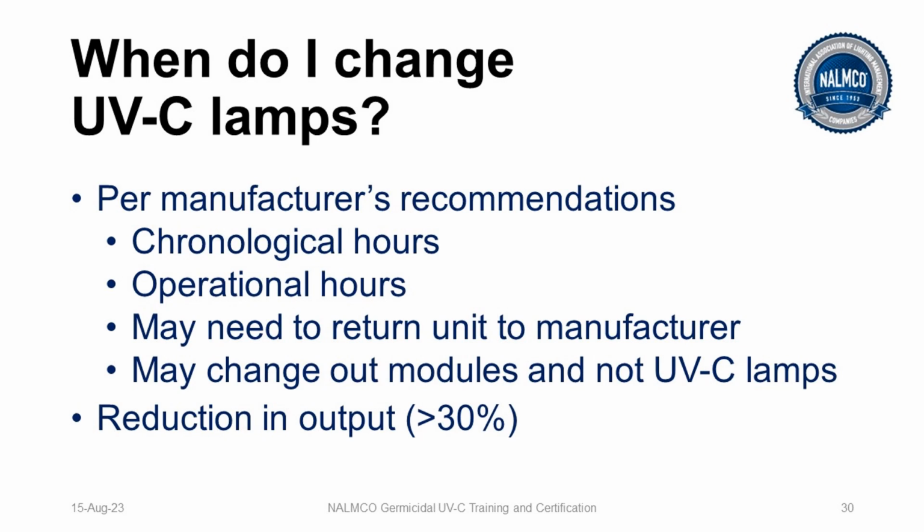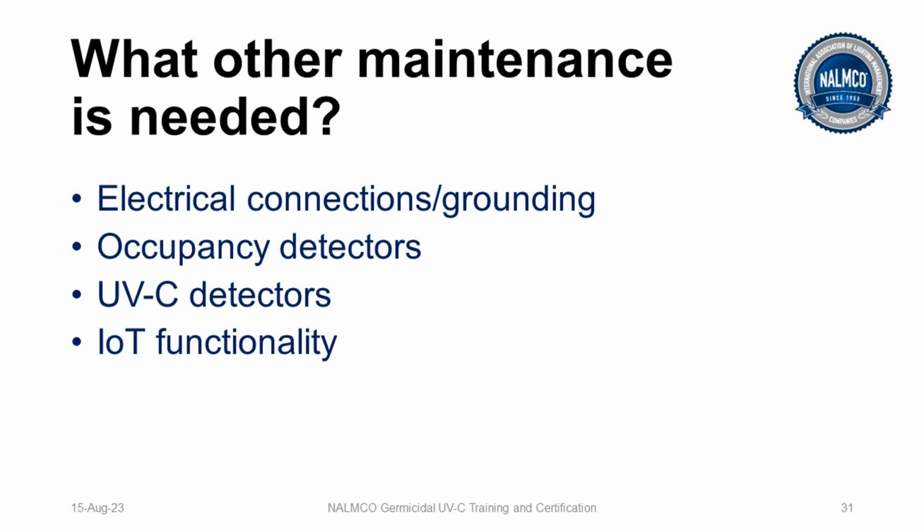In any case, if you measure a reduction of greater than 30% from the initial irradiance measurement, there's time to definitely do something. And that something, again, may be cleaning the surface of the lamp. It may be just replacing it.